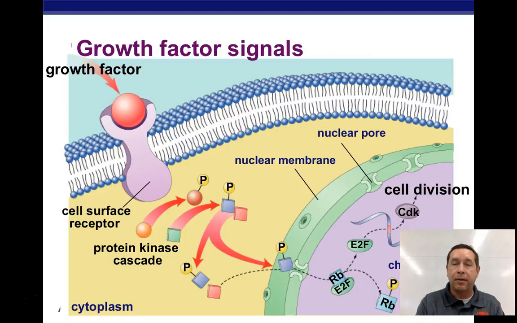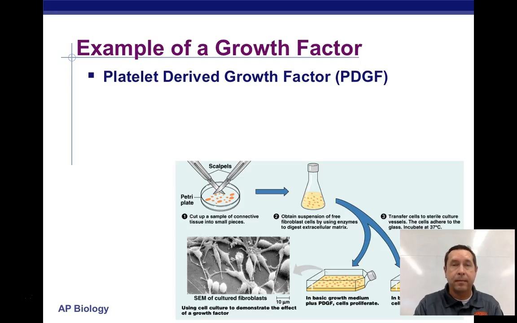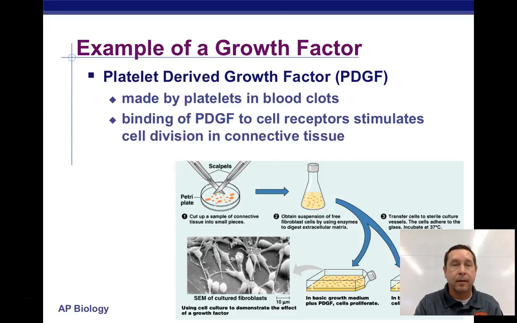So here's how growth factors work. You've got a signal coming from somewhere else in the body. It binds to a receptor on the surface of the cell. It goes through that protein kinase cascade, that cell signaling, which ends up triggering cell division at some point. An example of a growth factor that we've studied quite a bit is platelet-derived growth factor. Platelets are cells that play a role in causing blood clots. So when this platelet-derived growth factor binds to the cell receptors, it stimulates cell division in the connective tissue and starts the healing process.